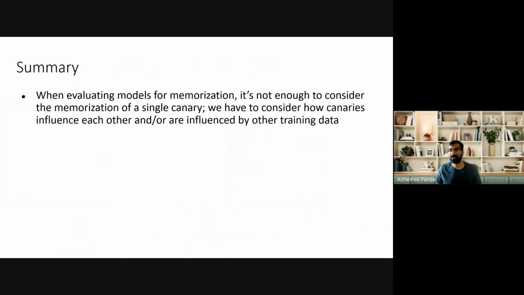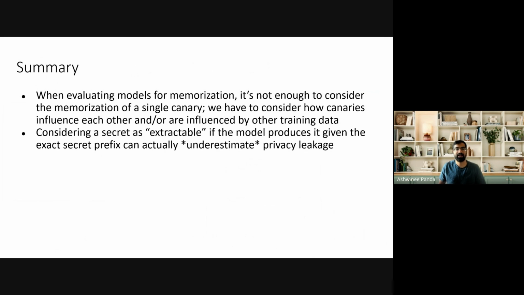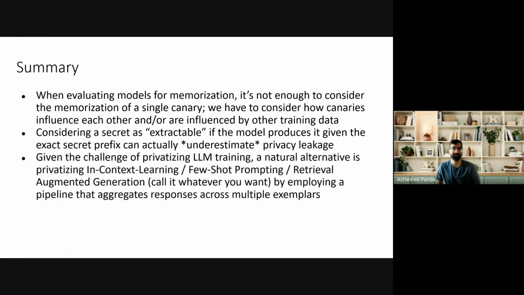So I'll just leave you on this summary slide. We have to consider not just the memorization of a single canary. We want to consider how these influence each other or how they're influenced by other training data. As Nicholas mentioned, if you look at your single canary memorization rate, you might think it's low, but if you duplicate it once, it's going to explode. So that might be something that you want to consider. And we can actually underestimate the privacy leakage a lot if we only consider the secret as extractable if the model produces it given the exact secret prefix. So we might want to use a different definition of extractable secret.